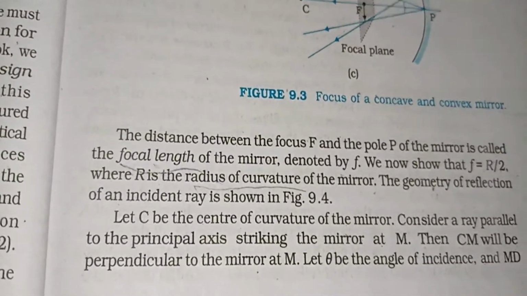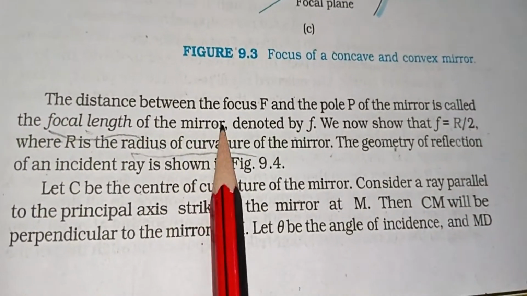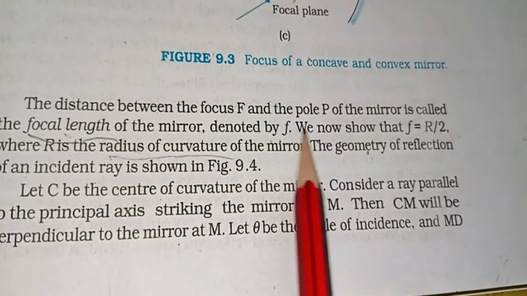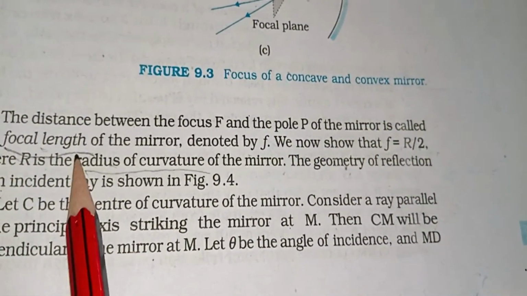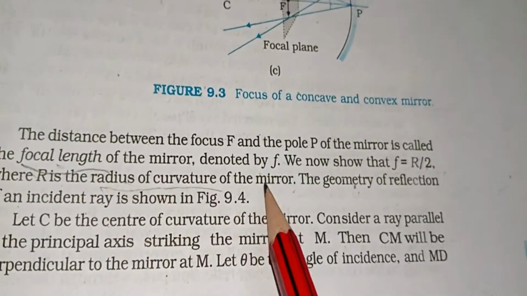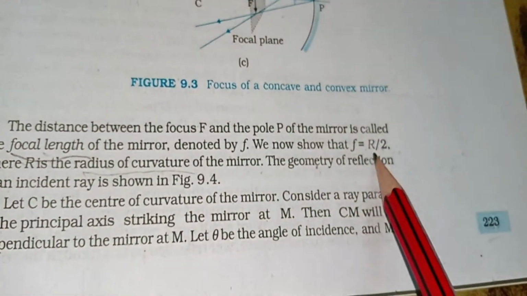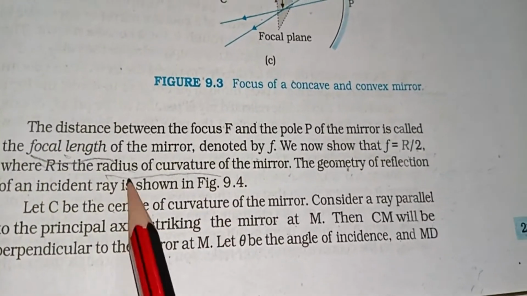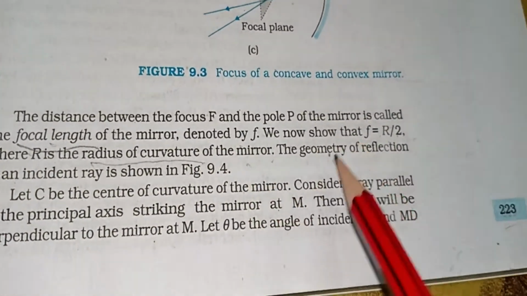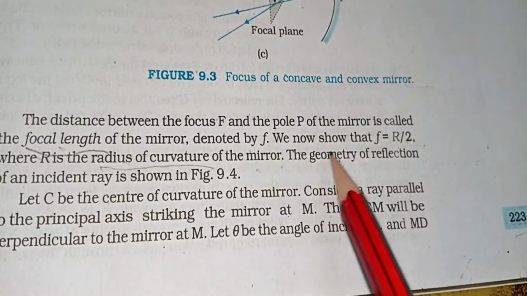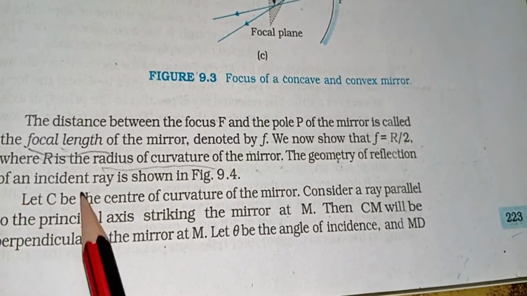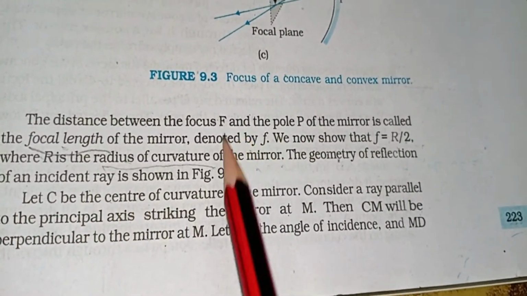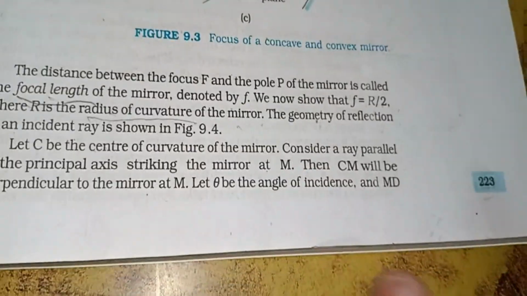The next point is that the distance between the focus and the pole of the mirror is called the focal length of the mirror, denoted by f, and we saw that f is equal to R upon 2, where R is the radius of curvature of the mirror. The geometry of the reflection of an incident ray is shown in figure 9.4. You will see it on the next page.